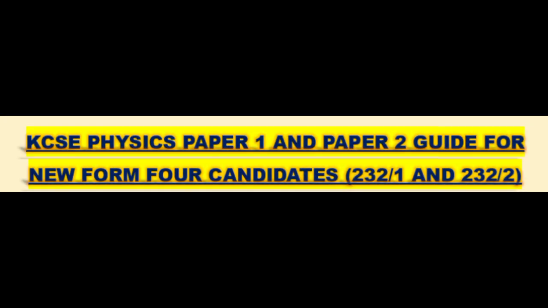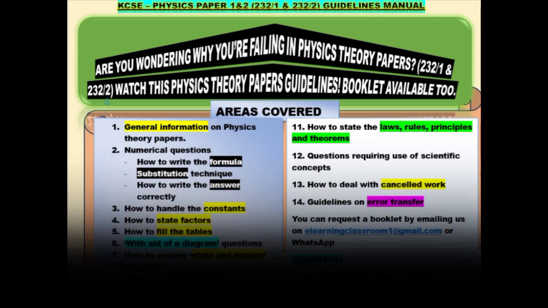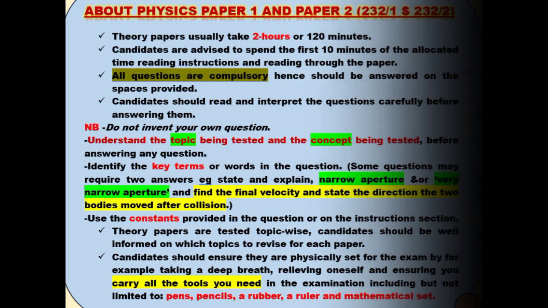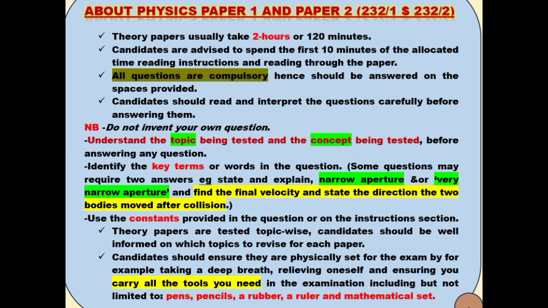So today we are going to look at KCSE Physics Paper 1 and Paper 2 guidelines. That is the guidelines for physics theory papers, code 232-1 and code 232-2. We are going to start by looking at the general information pertaining to these theory papers.